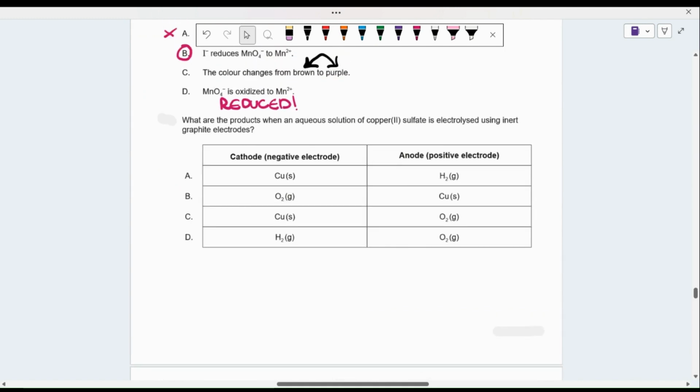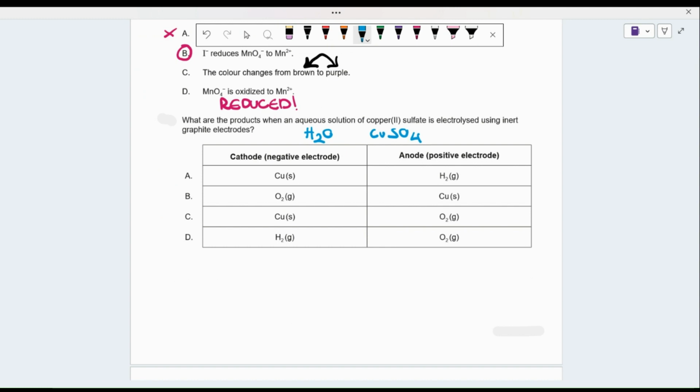What are the products when an aqueous solution of copper 2 sulfate is electrolyzed using inert graphite electrodes? Okay. So we have an aqueous solution. Aqueous, that means we have water. So alongside our copper 2 sulfate, CuSO4, the SO4 has a 2 minus charge. We know our copper is a 2 plus. So we don't need any of the little numbers because the charge is balanced.